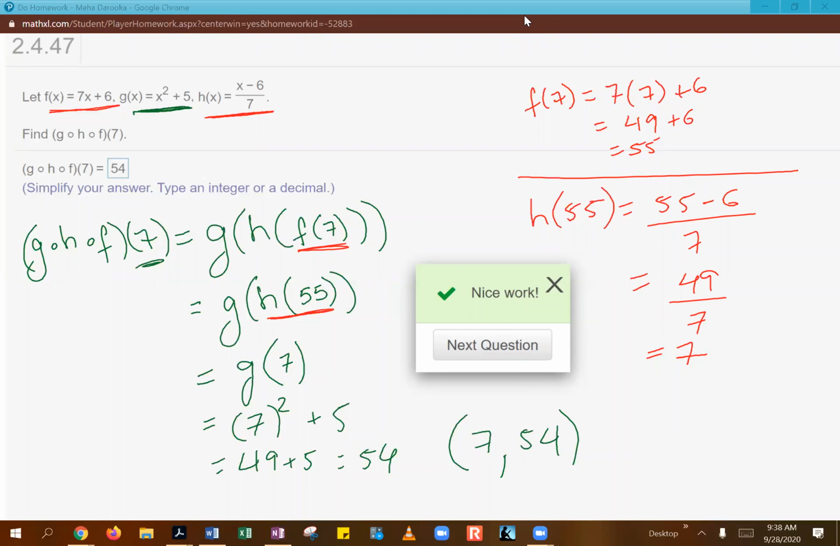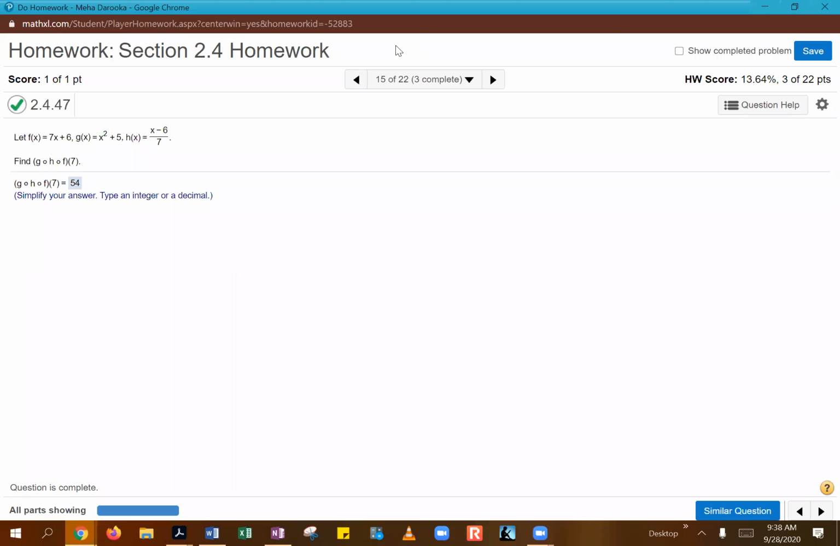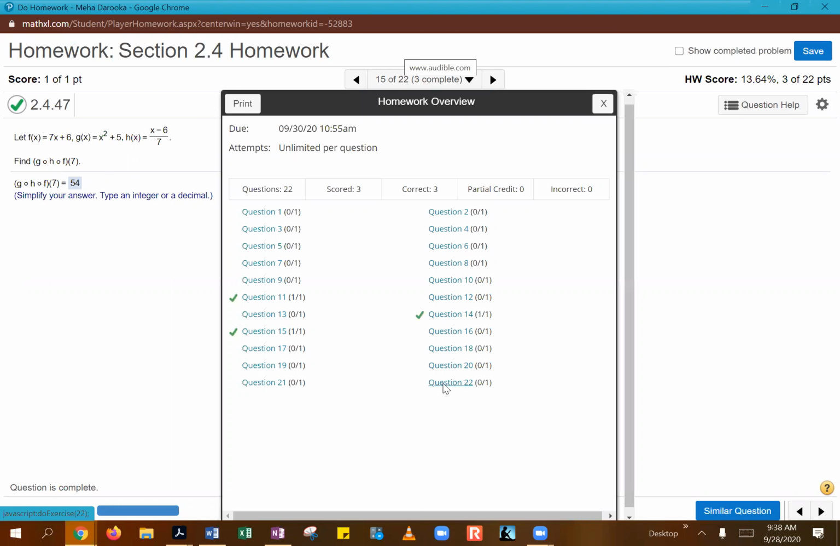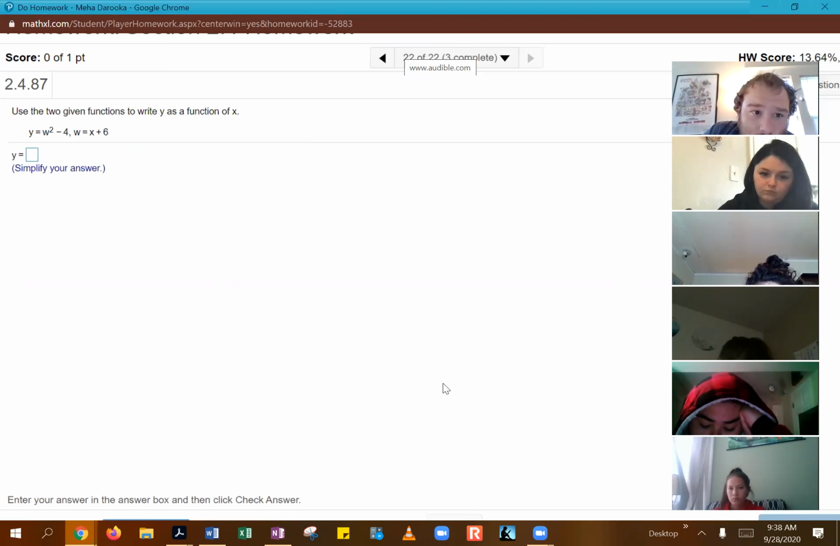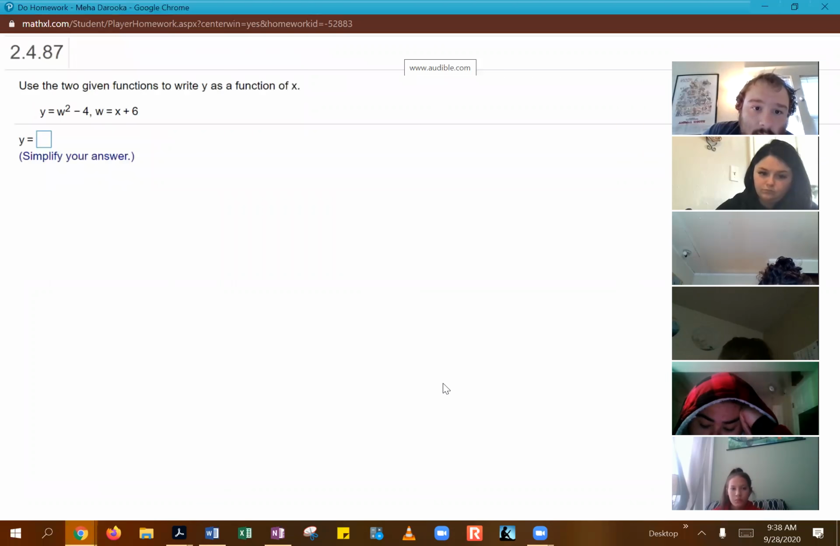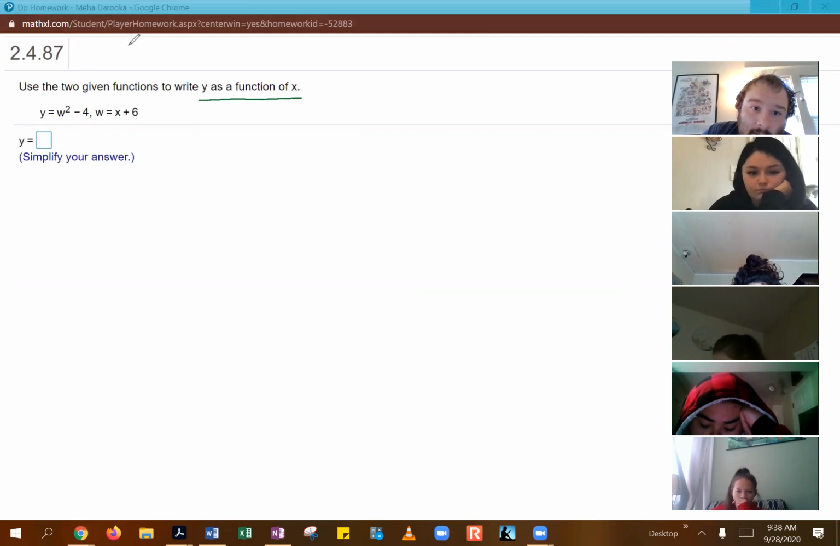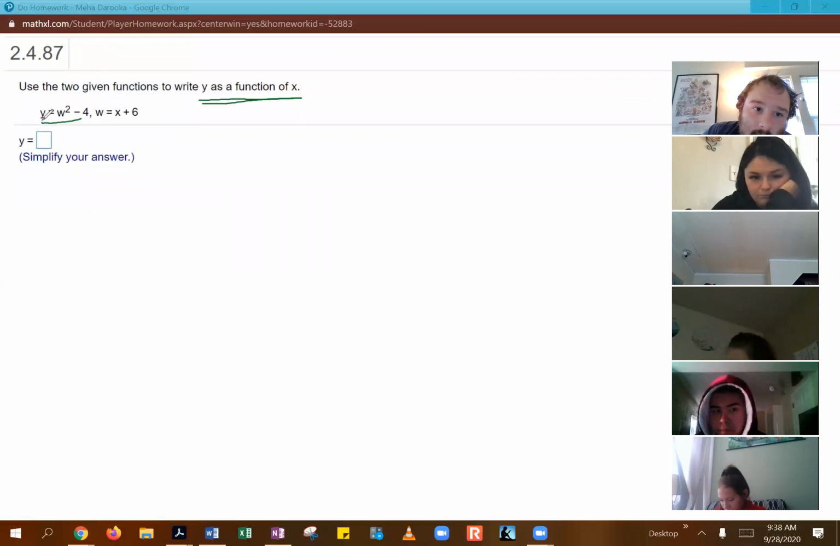Alrighty, so this guy, let's go ahead and clear him out. Okay, so this is actually a different take. They're still asking us to do composition, but let's take a look at the way they're defining this. So you can see they are asking us to write y as a function of x. Right now, y is written as a function of w, right? Because you've got w squared minus 4. And then you can see w is written as a function of x.